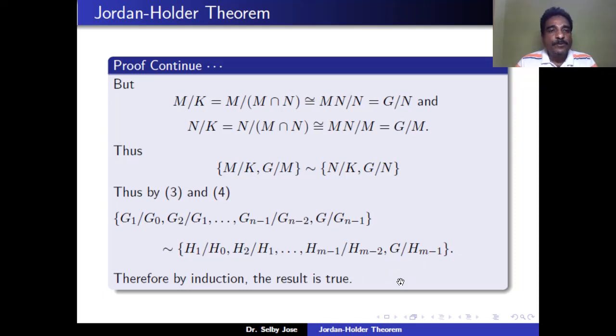So thus we have proved that if you have a finite group and there are two composition series of that finite group, then both the composition series are equivalent. That means the number of terms in both the composition series are the same, and there is a 1-1 correspondence between the set of factor groups of the first composition series and the set of factor groups of the second composition series, and the corresponding factors are isomorphic.